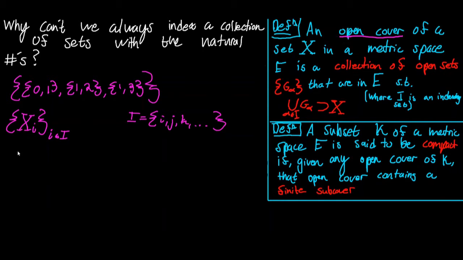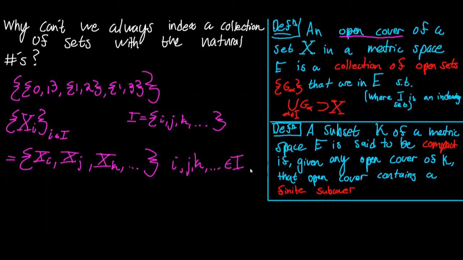If I were to expand this out, you'll see in some cases I cannot enumerate all sets in a collection of sets, especially if that collection of sets is uncountable, which is an important fact that I'll talk about later in this video. But if I were to enumerate some of these sets, this would look like x sub i, x sub j, x sub k, and so on for i, j, k, etc., all in our indexing set I.